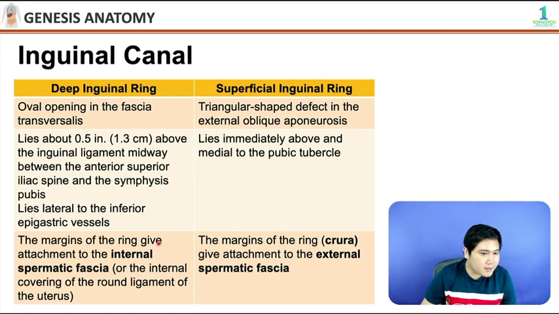Your deep inguinal ring, its margins will give attachment to the internal spermatic fascia, while your superficial inguinal ring will give attachment to the external spermatic fascia.